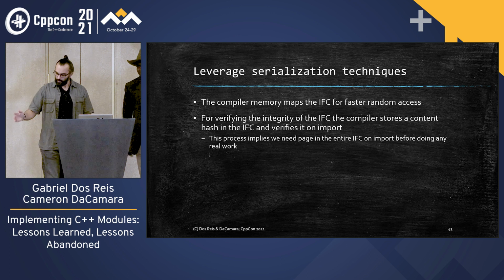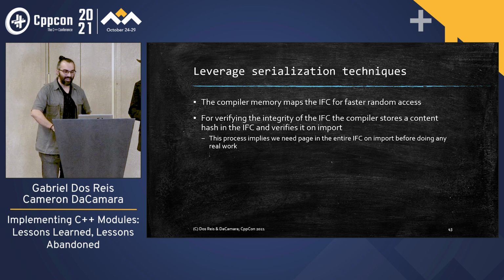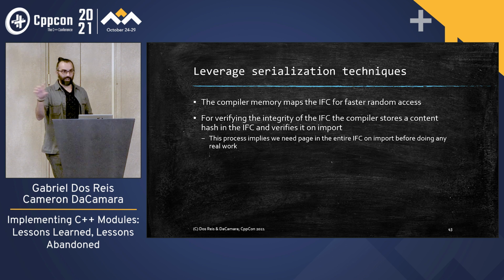Serialization technique. So the IFC is memory mapped in the compiler for faster random access, because when we're materializing semantic information, that information is kind of spread across the file at various points. So you have to be able to bounce around the file very quickly, and memory mapping is a perfect application for that kind of thing.